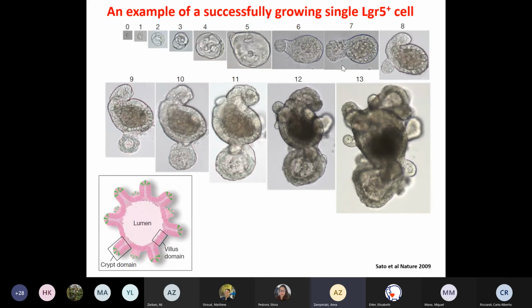Everything started when Hans Clevers' lab discovered that there is an LGR5 positive cell type in the intestine that can produce intestinal organoids. So you can see here different days of differentiation, and finally the intestinal organoids. Effectively, these cells can produce micro crypts with microvilli.